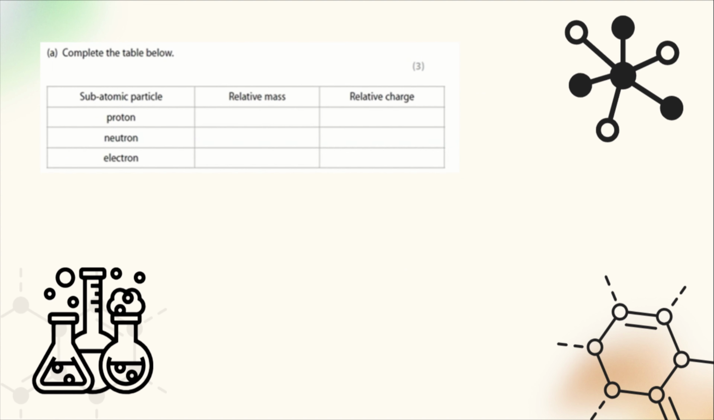Complete the table below: protons, neutrons, and electrons' relative mass and relative charge. If you remember, protons have 1, neutrons have 1, and electrons have 1 by 1840. Relative charge of proton is positive 1, neutrons are neutral, so 0, and electrons have a negative 1.